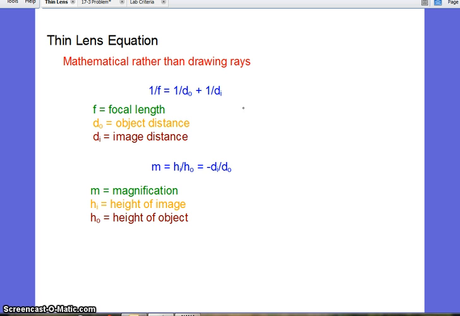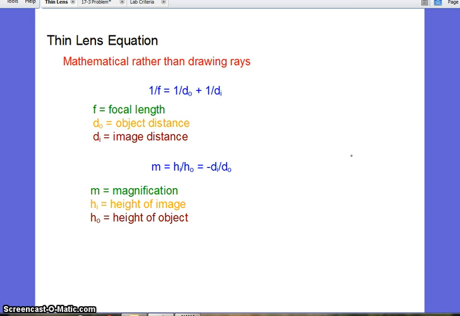So here's our mathematical equation, which is the thin lens equation. It says that 1 over the focal length is equal to 1 over the object distance plus 1 over the image distance. Now I can also calculate the magnification of the image itself, using the equation that the image height divided by the object height is the magnification. So how many times larger is the image than the object height?